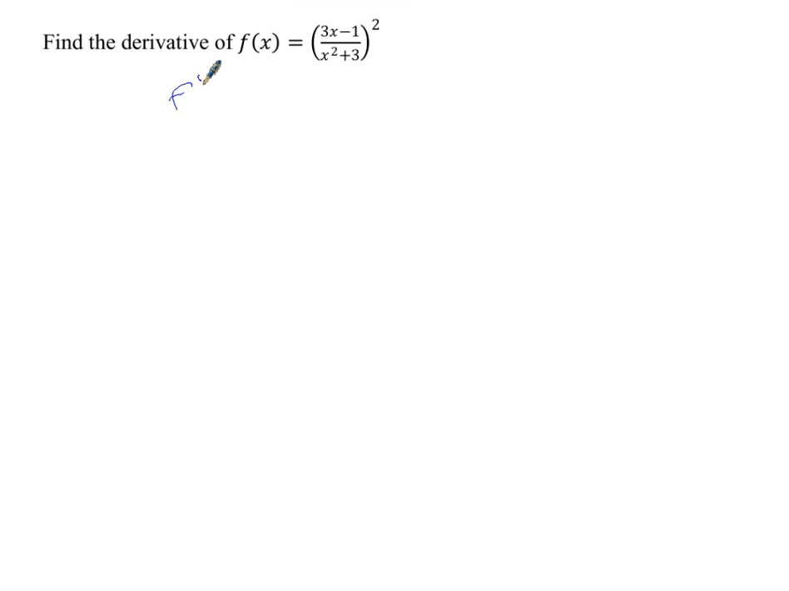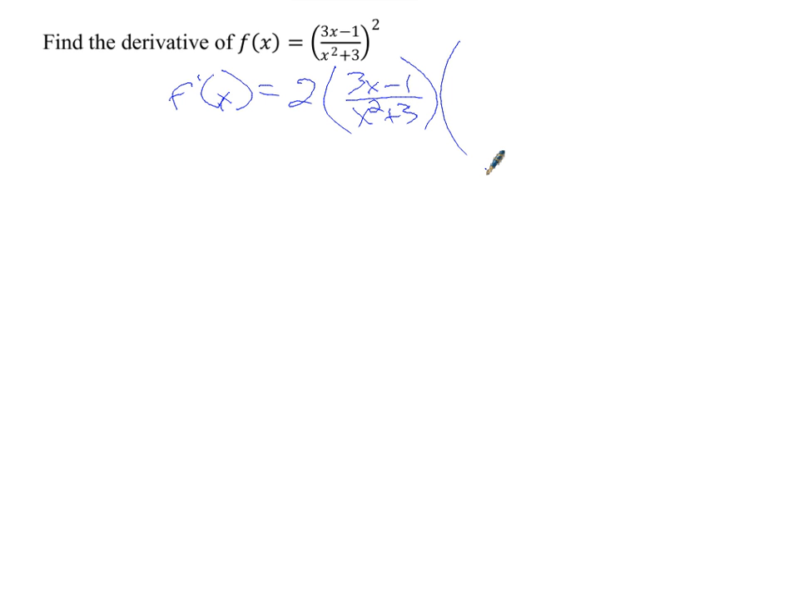So f prime of x equals. The 2 comes down. Parentheses. What's inside stays the same: 3x minus 1 over x squared plus 3. Decrease the exponent by 1, so it becomes 1, which is nice. Then, the derivative of what's inside. Look at that nice giant parentheses there. To take the derivative of what's inside, we need the quotient rule.